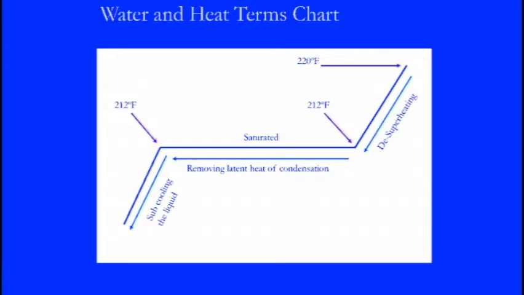De-superheating, we said it was lowering the temperature to saturation temperature. Subcooling, lowering the temperature below saturation temperature. So in this example, we're lowering the temperature down to 100 degrees.